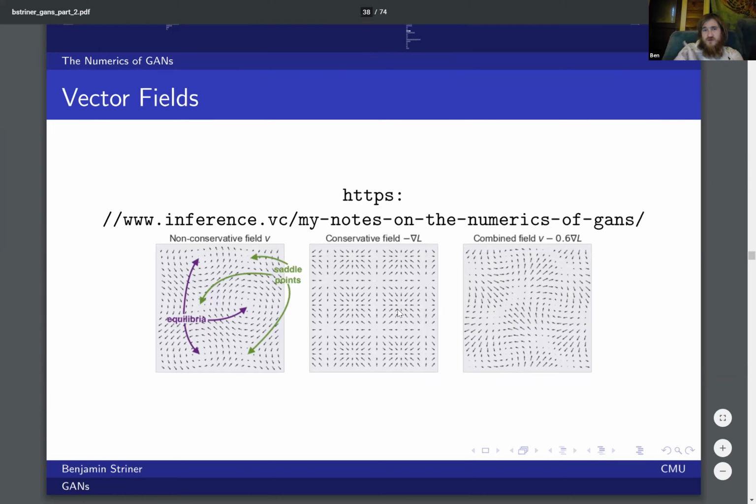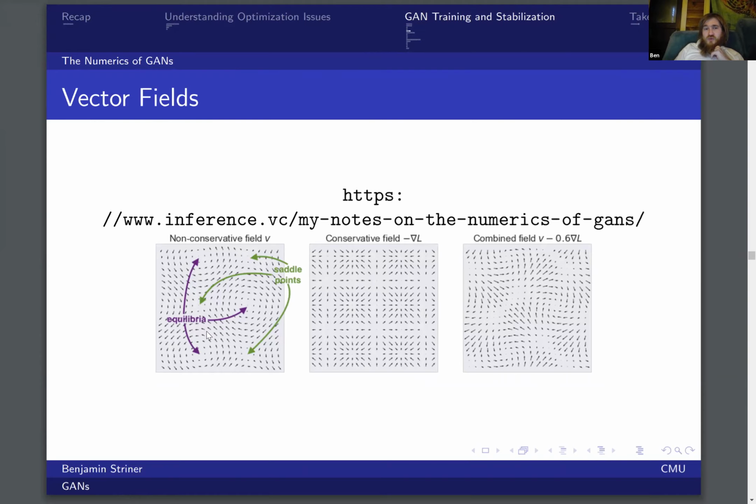However, this field also points towards the saddle points. So we've got this field here on the left. This field is not leading you to where you want to go, but it does have equilibria in it. It does have these minima, and it also has saddle points, but you want to get to the minima. And then you've got this conservative field that is pointing towards equilibria and pointing towards saddle points.